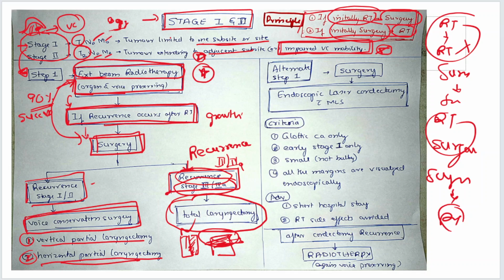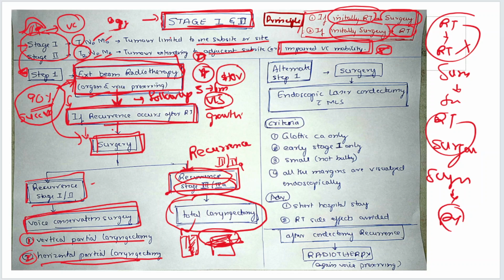So let me just repeat this one. A patient has presented to you with stage 1 and stage 2, you directly go for external beam radiation, which is organ and voice preserving. You will get more than 90% success rate. Suppose, unfortunately, the patient recurs. You tell the patient to follow up: I want you to keep coming every 3 months, then every 6 months later. I'm going to do a video laryngoscopy and see if there is a growth. And if there is any symptom like hoarseness of voice, please do come back early.